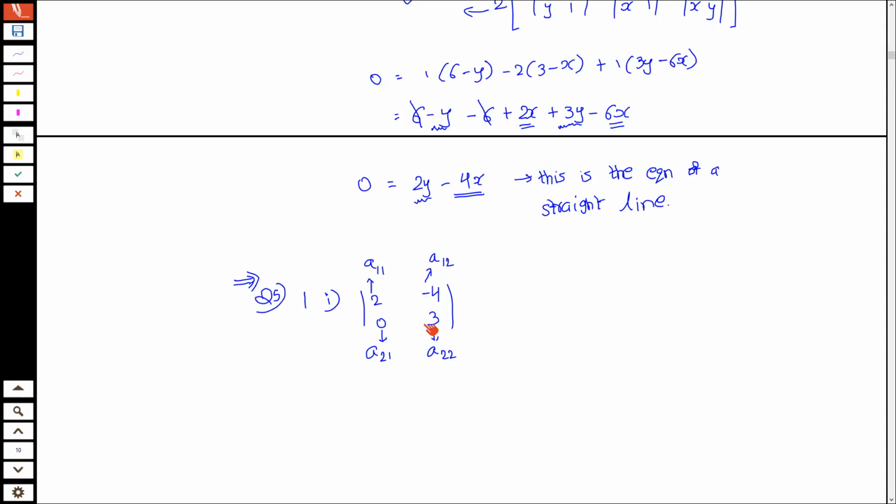So are you clear? Now, minor means you just need to ignore rows and columns of that element. तो जो भी element दिखेगा, that is the minor. For example, this is 2. If I ignore column and row of these two, so can I say I am able to see only 3? So 2 ka minor will be what? 3. Similarly, 3 की column row छोड़ दो, so 3 का minor will be what? 2.